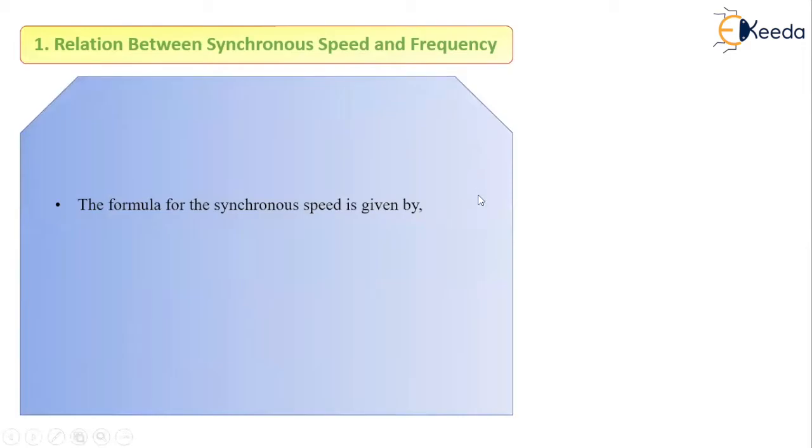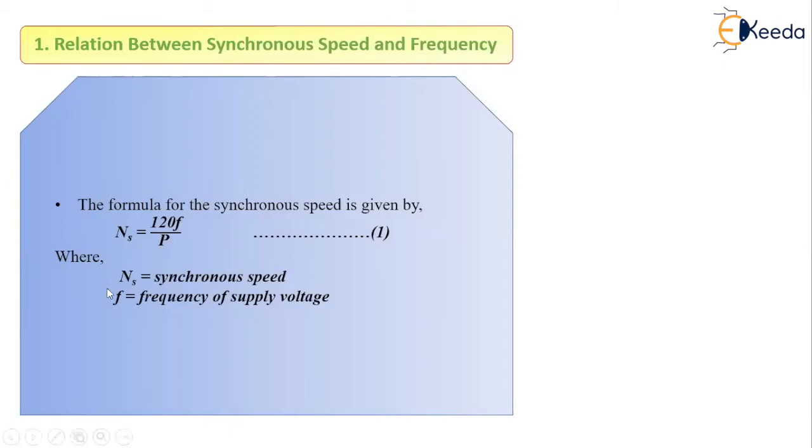The formula for the synchronous speed is given by Ns = 120F/P. Let it be equation number 1. Now let us see the parameters in this formula. Ns is the synchronous speed, the speed at which the magnetic field of the stator rotates. Let F be the frequency of the supply voltage. We know that in India the frequency of the supply voltage is constant, that is 50 Hz. Then P is the number of poles.